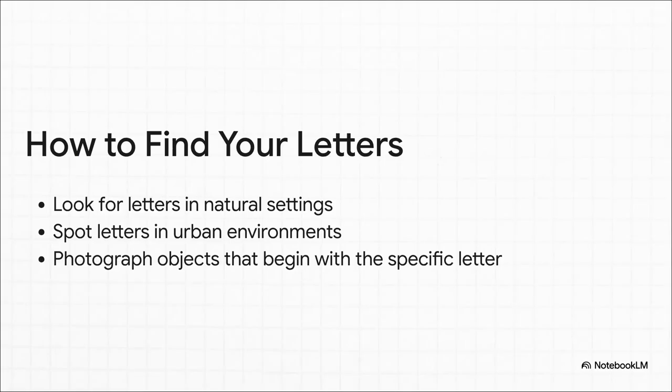Now, there are a few different ways you can tackle this. You could go the route of the Z tree and look for letters in natural shapes, in tree branches, rocks, even clouds. Or you could hunt for them in more urban settings, in architecture, peeling paint, street signs. And of course, there's always the direct approach. Just photograph an object that starts with that letter. Think apple for A or zebra for Z.